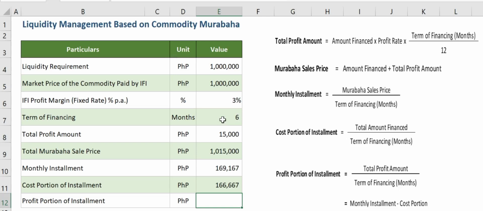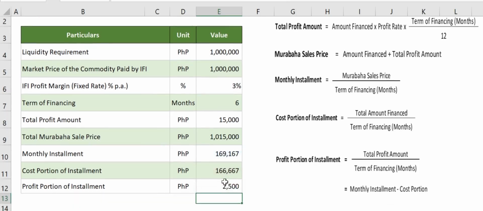As such, we can simply calculate the profit, which is just the difference between the monthly installment based on the Murabaha sales price and the cost portion of such installment. In which case, the profit portion of the installment is 2,500 pesos.